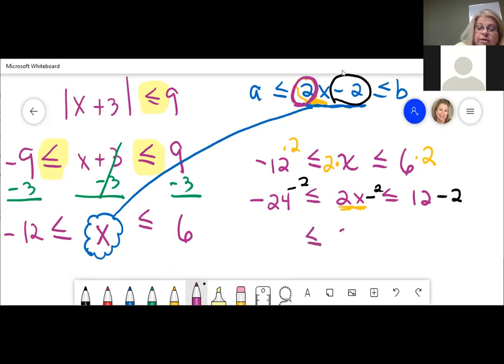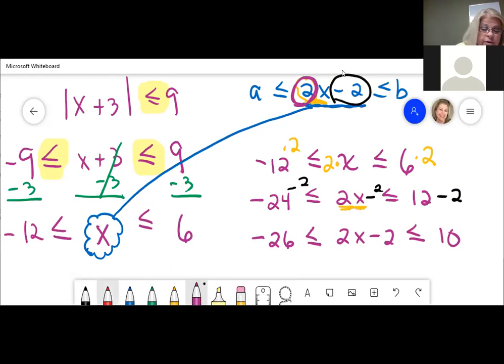And so now I've got the 2x minus 2 in the middle. And on the left end, I've got negative 24 minus 2 is negative 26. And on the right end, 12 minus 2 is 10.